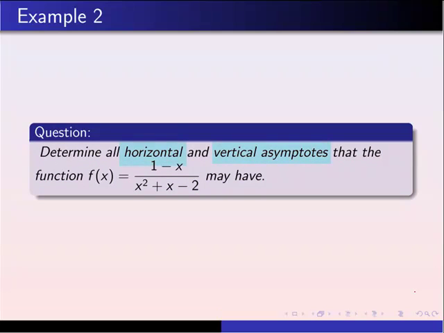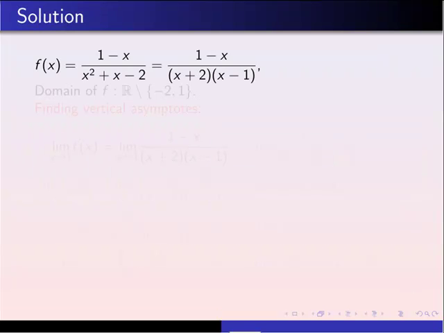Now, we have two parts in this question. It's asking about the horizontal asymptotes and the vertical asymptotes. Let's start with the first part, which is the vertical asymptotes. In order to talk about vertical asymptotes, first of all, you need to know the domain of your function. Recall that you could write your function f of x as 1 minus x divided by the factors of the denominator, which are x plus 2 and x minus 1.